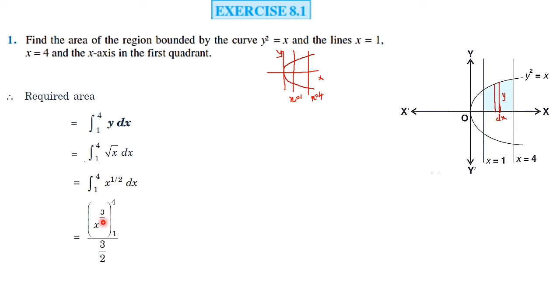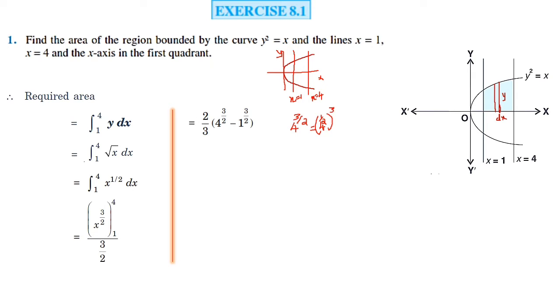Denominator is 2. That will go to the numerator. So it will be coming as 2 by 3 into, here apply the limit, 4 power 3 by 2 minus 1 power 3 by 2. And here there is a little work. There is 4 power 3 by 2. So 4 power 3 by 2, how do we calculate? 4 power 3 by 2 we can split as 4 power 1 by 2, then the whole power 3. Okay, this is the way we have to write.